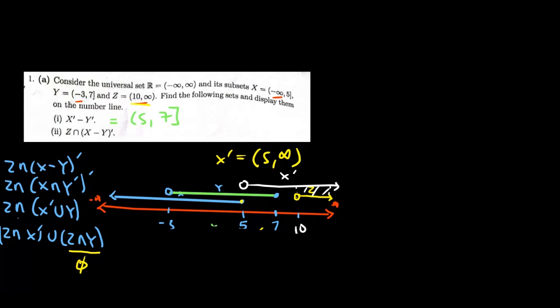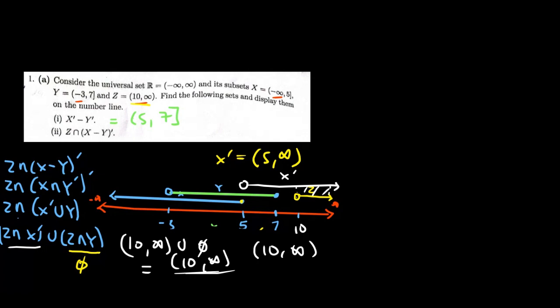Then I can put this together now. So I have the first part, which is Z intersect X complement, which is just (10, infinity). Then union the empty set. So we're bringing all these together now, union the empty set. So this will just give us (10, infinity), like that. So this is what our answer will be for this second part. That is just going to be equal to (10, infinity). So this is our answer. Any questions there?